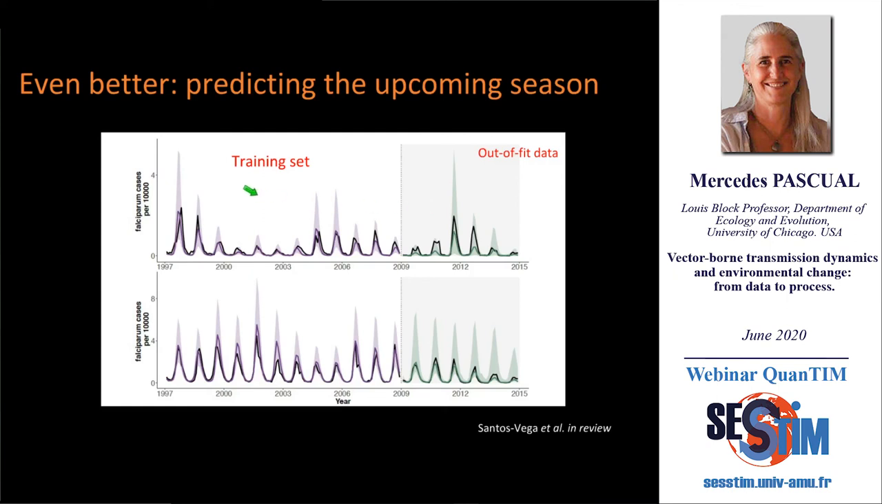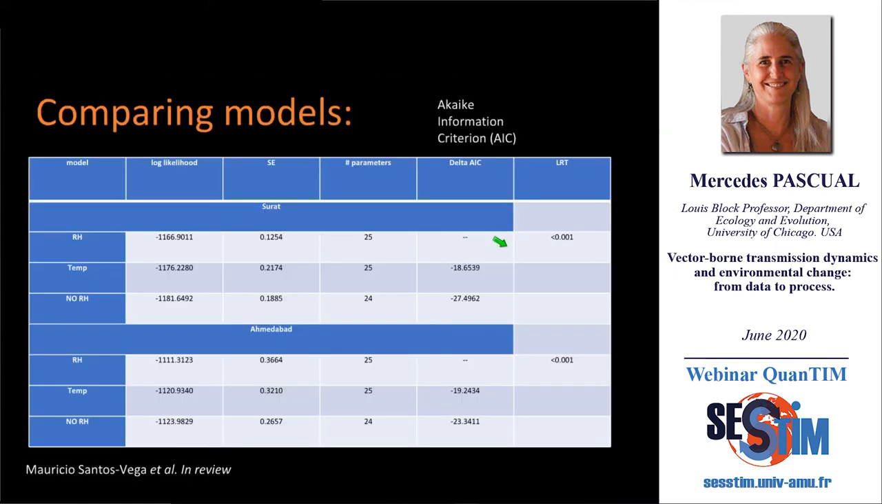And to show you how strong this driving is, we can also fit the model using only the data up to 2009, so that we can predict the dynamics and see how we do with completely out of fit data. And you can see that again we do fairly well to show the interannual variation. And again, this is with relative humidity, a quantity that has been, as I said, neglected.